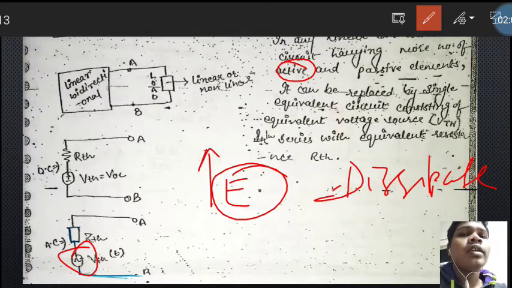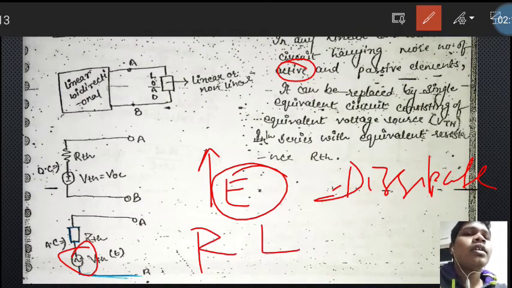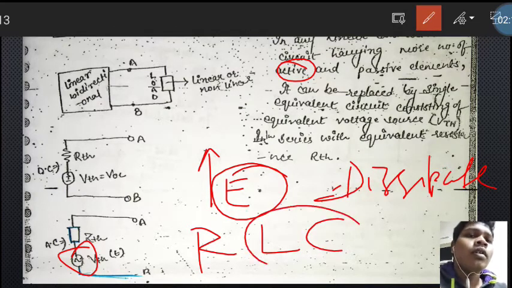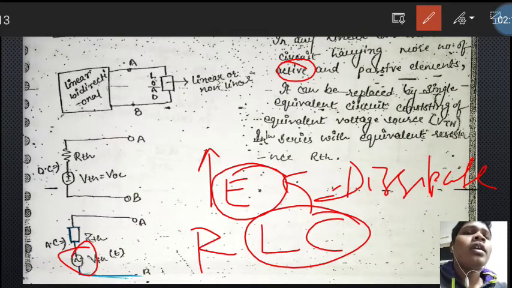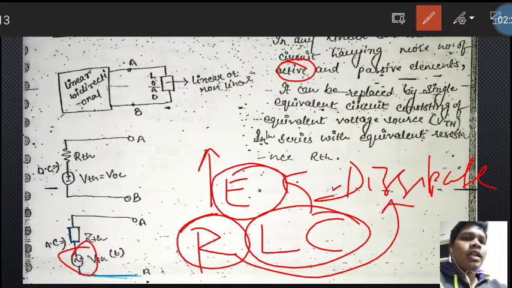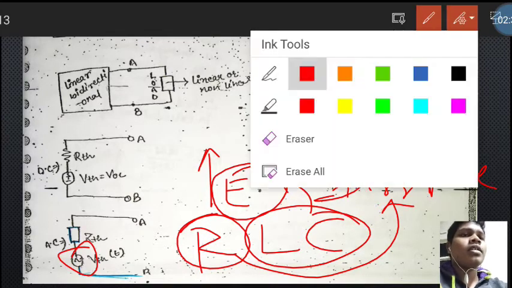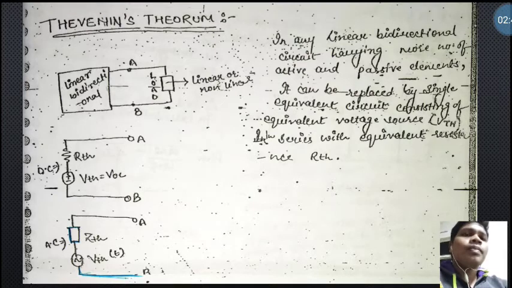There are three elements: resistance, inductance and capacitance. The inductance and capacitance are active elements, and resistance is a passive element, because a passive element dissipates energy. Here I squared R is lost in the form of power or heat. So resistance dissipates energy, that's why it is called passive, and an active element can deliver energy. Is it clear to you?